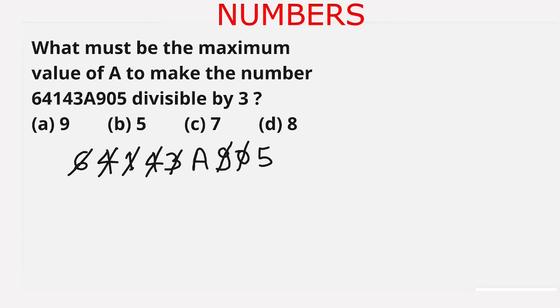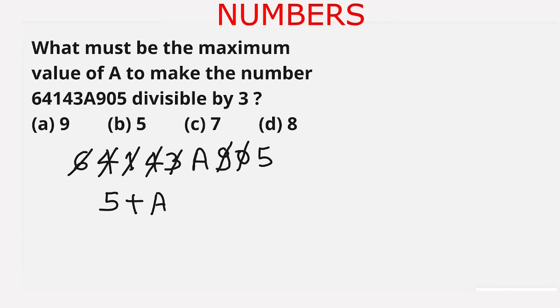So the numbers left are 5 plus A. Now we have to find the maximum value of A so that 5 plus A is divisible by 3. The maximum value of the digit is 9, and if A is 9, then 9 plus 5 is 14, which is not divisible by 3.